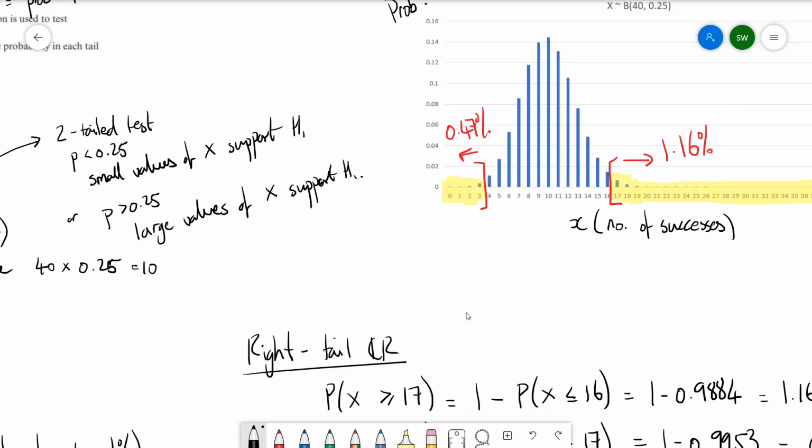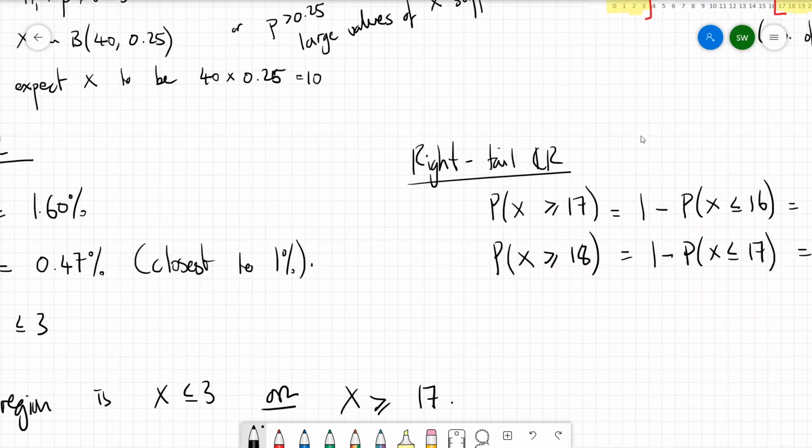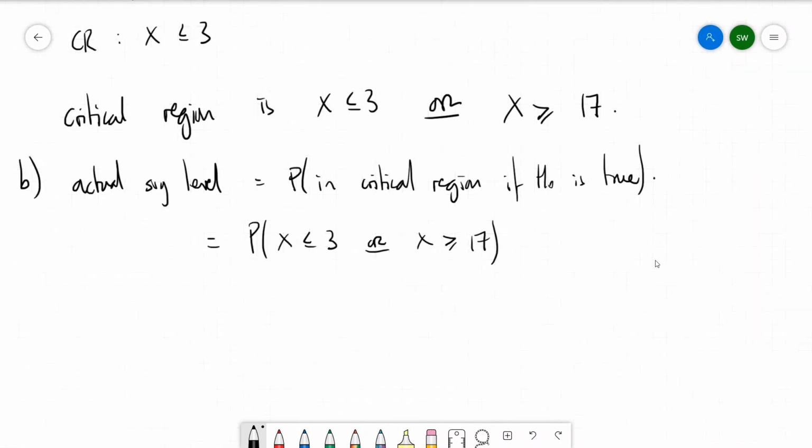And that's basically what's the probability of landing in this critical region if H0 is true. And that's a really small probability. So that's this probability plus this probability. So 0.47 plus 1.16. So that gives us an actual significance level of 1.63%. And notice that this is actually still less than the significance level that we were given in the question, which is 2%.